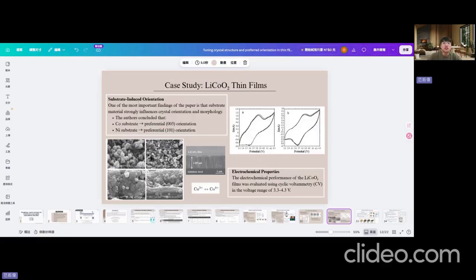the authors explain that 003 oriented grains mainly transport lithium through the grain boundaries, and 101 oriented grains allow easier lithium diffusion through the grain interiors. Therefore, the 101 oriented film exhibits more favorable ion transport characteristics.